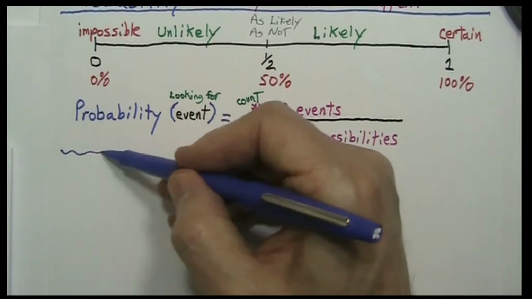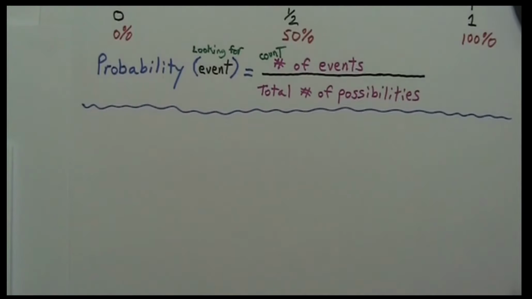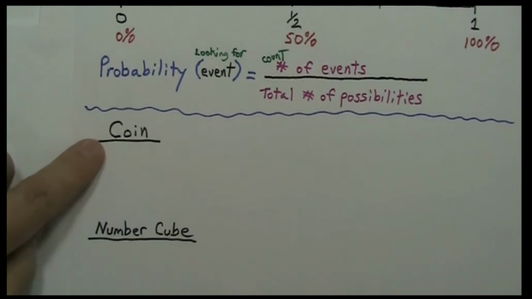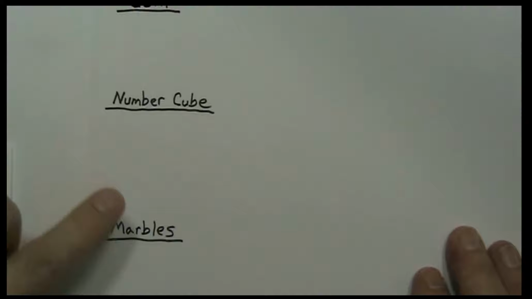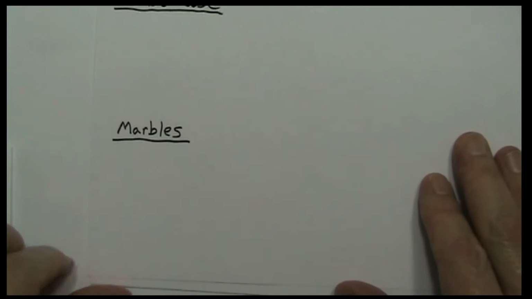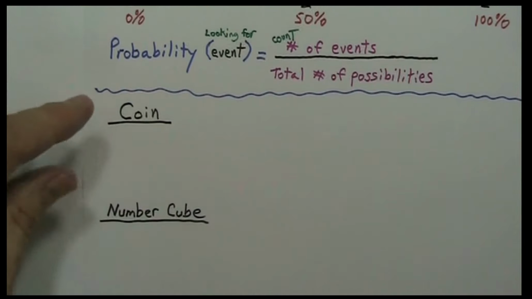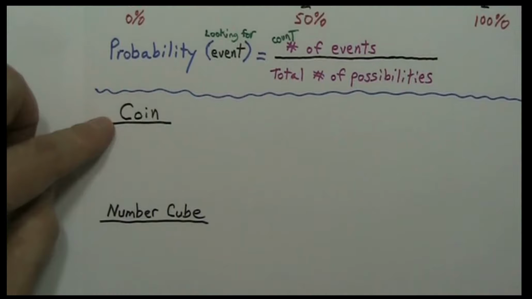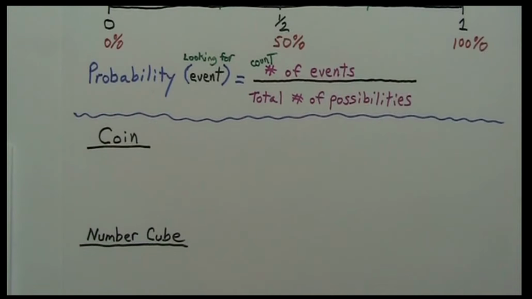Okay, I'm going to separate this. We'll do 3 types of problems. So we're going to do an example with a coin, a number cube, and marbles. Just so you know, so you're spacing things out a little bit. You don't need much room for a coin. Coin, number cube, and then marbles. Don't worry, I'll slow down when we get to that point. Right now, let's concentrate on a coin.